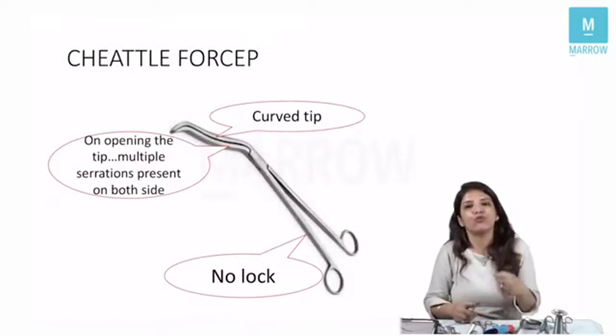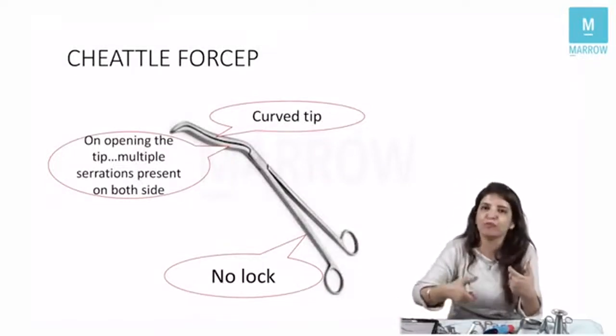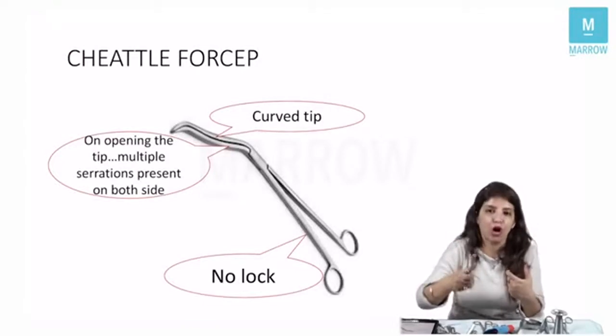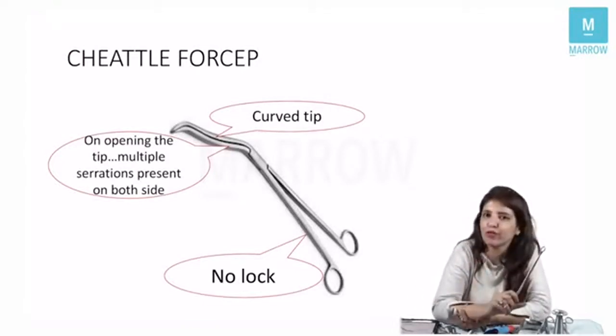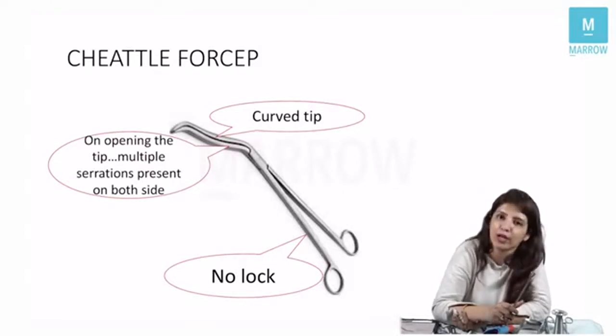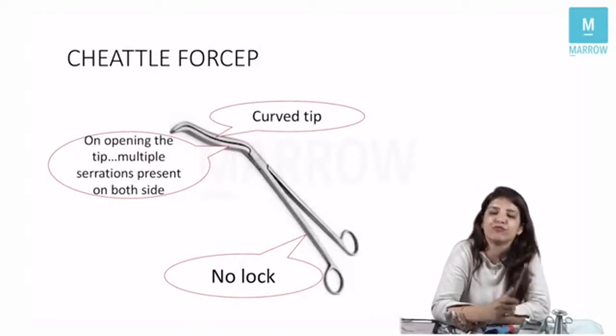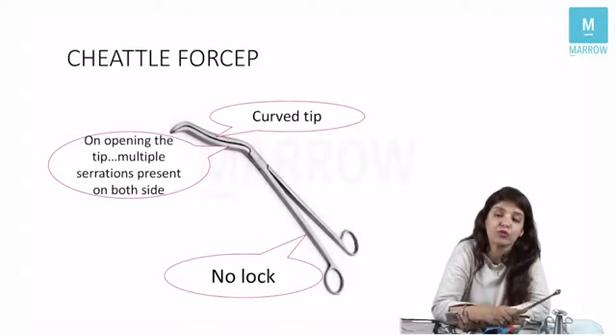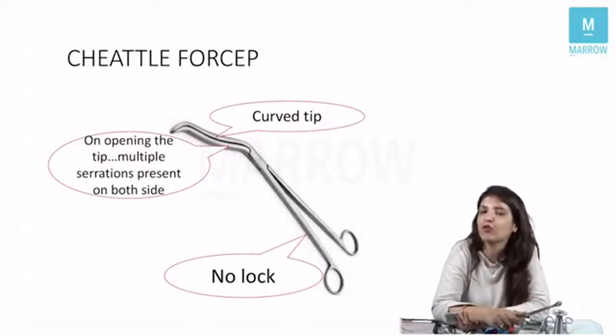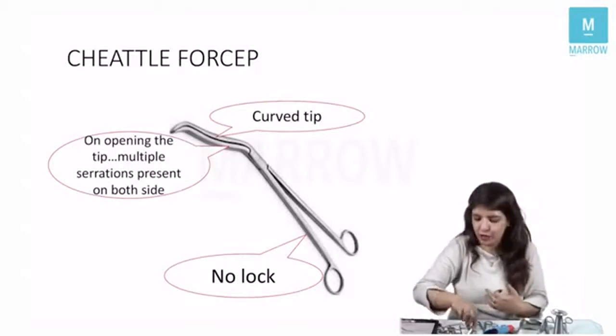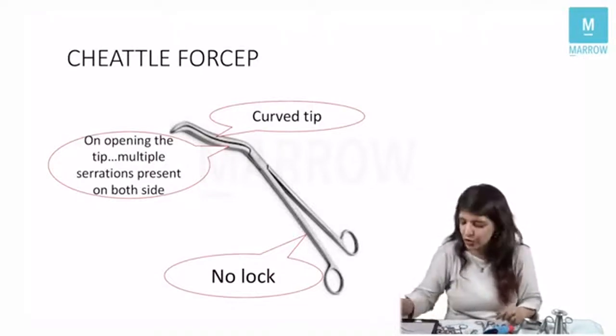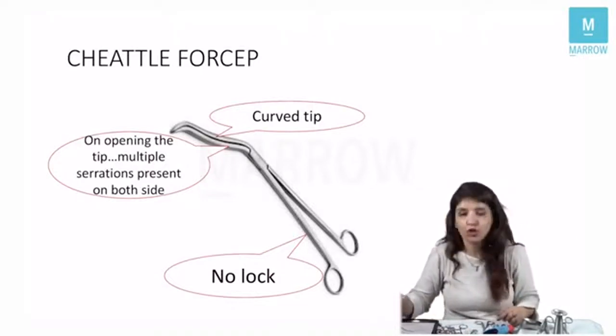Now, in order to hold sponges, to paint, or to hold a swab, you use sponge holding forceps. What about transferring an instrument from the boiler? If you have to transfer a sterile instrument from the boiler, then the forceps you use is a Chittel's forceps. I don't have a Chittel's forceps, so look at the image which I'm showing you.